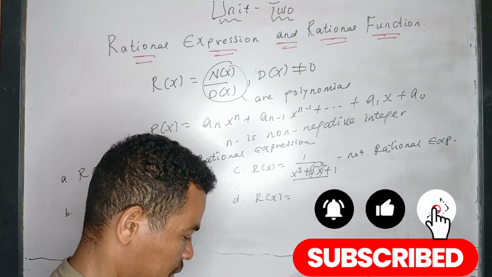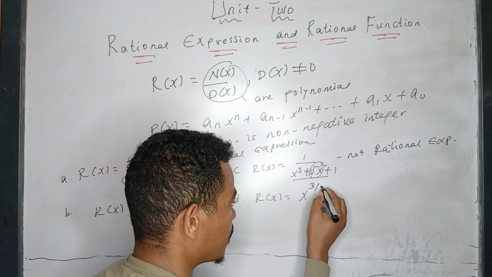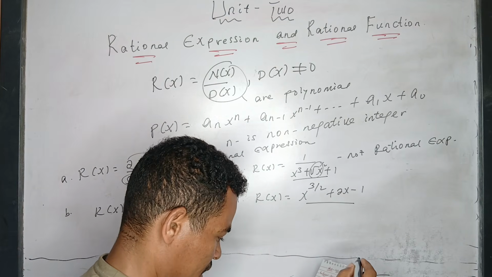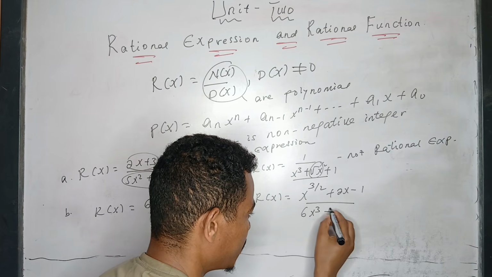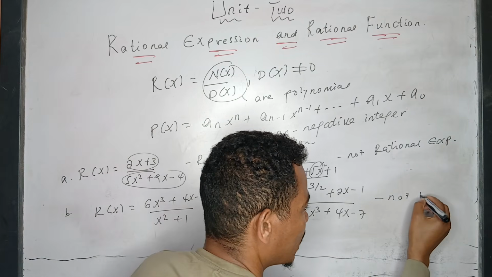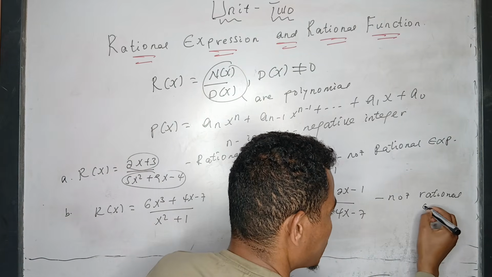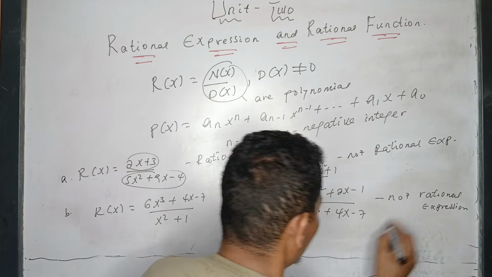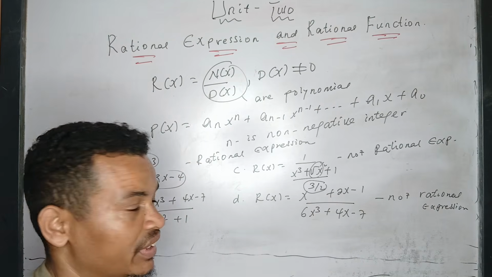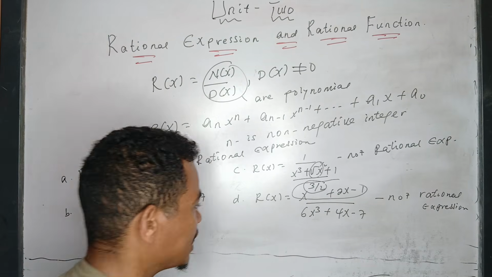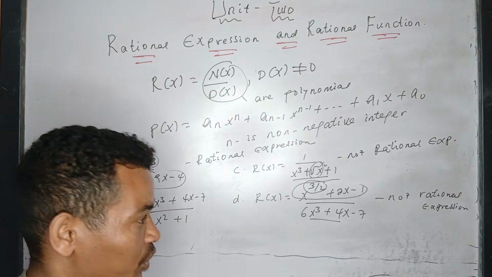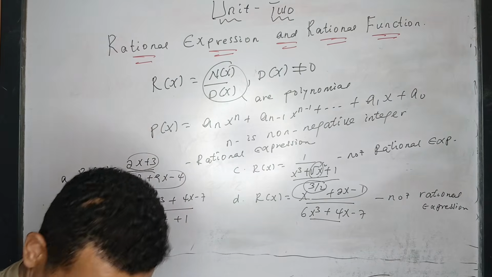D: r of x equals x to the power of 3 over 2 plus 2x minus 1 over 6x cubed plus 4x minus 7. Again, this is not a rational expression because the exponent of x is 3 over 2, which is not a non-negative integer. Again, this is not a polynomial. This one is a polynomial, but the numerator is not a polynomial because the exponent is 3 over 2. The exponent must be a non-negative integer.